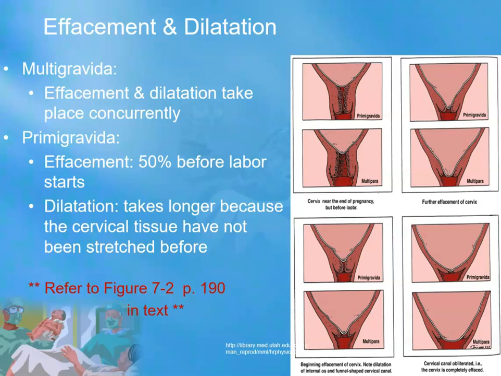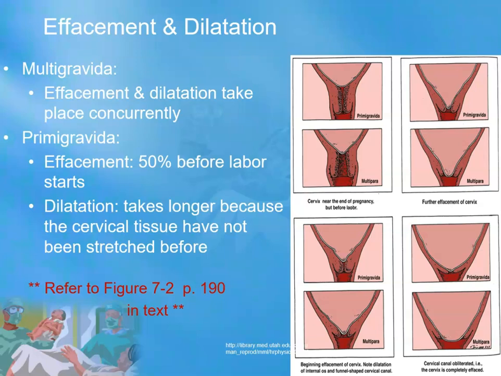The primigravida, they efface 50% before labor even starts. And dilation will take longer because the cervical tissue has not been stretched before, because again, this is the first time that they're going to deliver. So the cervix has never been through any of this before. And you can refer in your text to page 190, and it's figure 7-2. This gives you a little bit more of an understanding of the effacement and dilation.